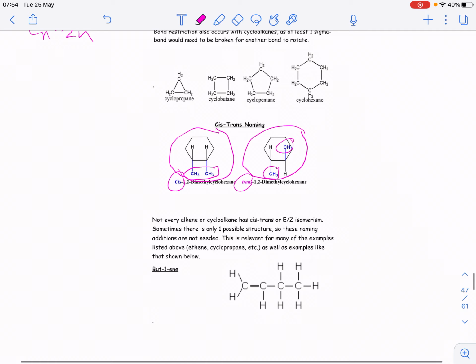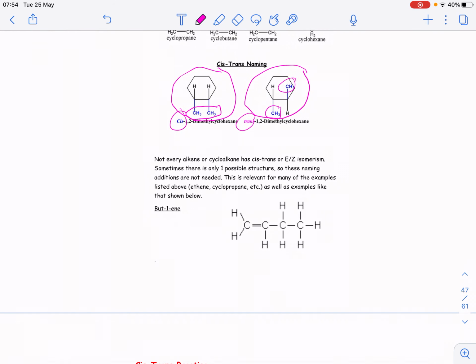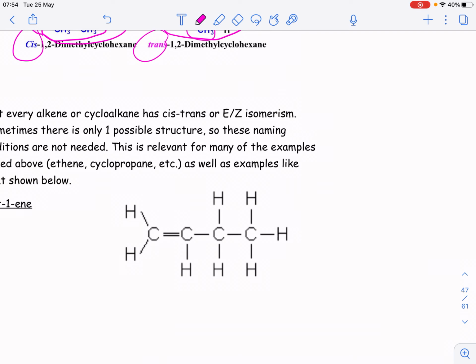Okay, so we're looking for the same attachment, in this case a methyl group, and is it oriented in the same direction or in opposite directions, and that's really all there is to it. Now, it's important to note also that not every alkene or cycloalkane has cis-trans isomerism. Some of them just don't. For example, but-1-ene. If you look at this one, we can think about flipping the groups that stick off of the carbons, and it wouldn't make any difference. So if I flip these hydrogens, it wouldn't make a new molecule. It would just be the exact same molecule.